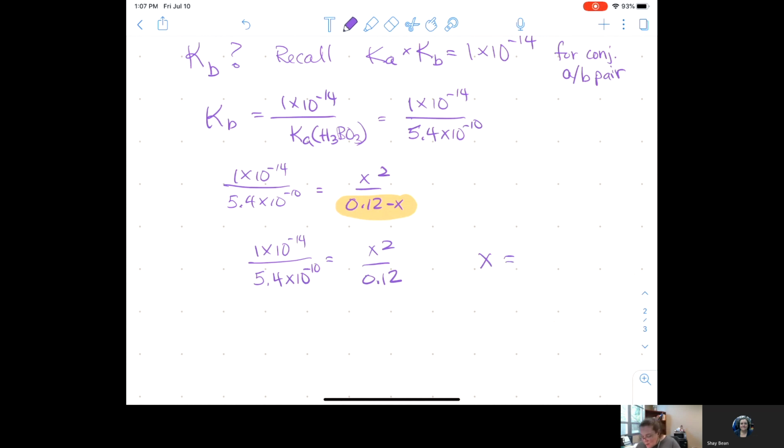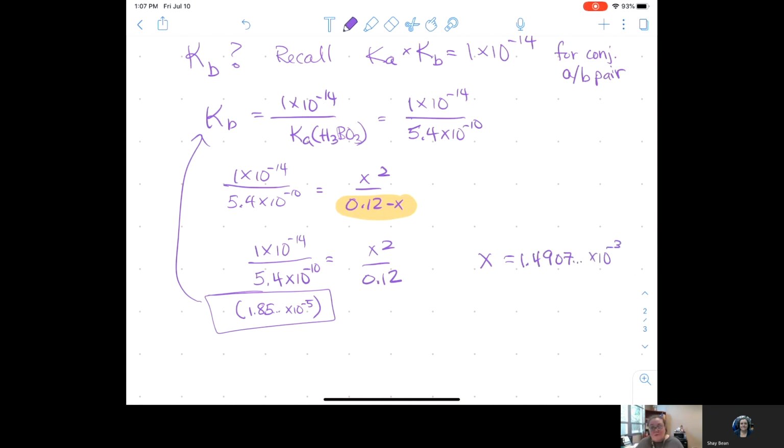All right. If you are punching it in, you're going to get something like 1.85 times 10 to the minus 5 for this Kb. I'm not pausing on my calculator. I'm leaving all the digits there. I'm just now going to multiply by 0.12 and then take the square root. And when I do that, X is equal to 1.4907 times 10 to the minus 3.